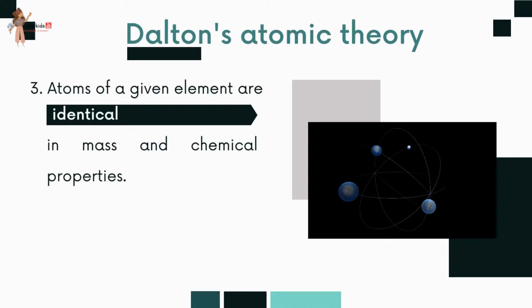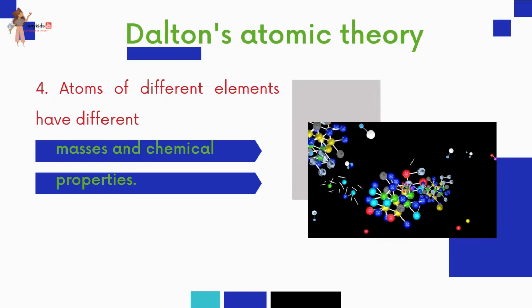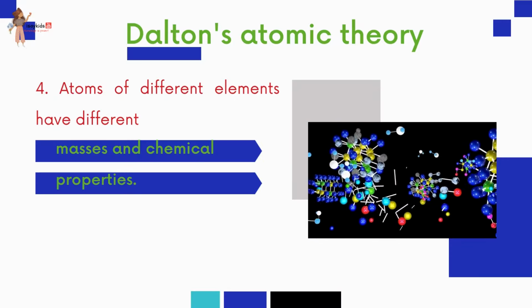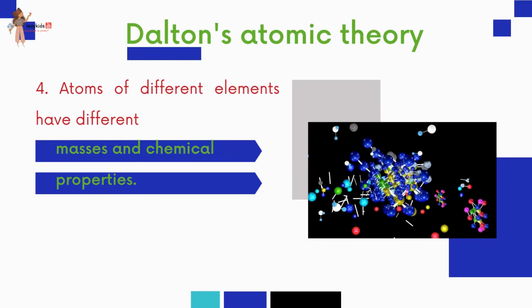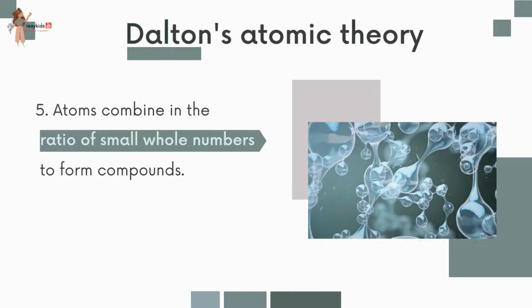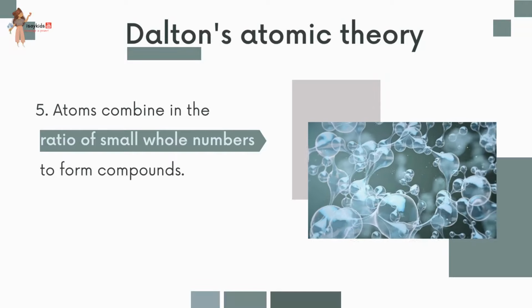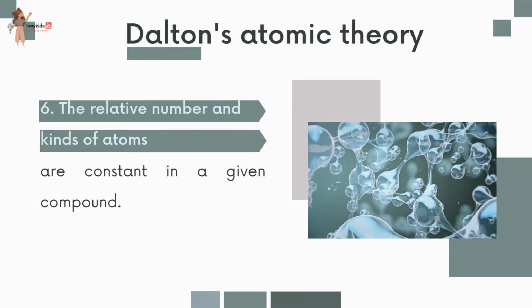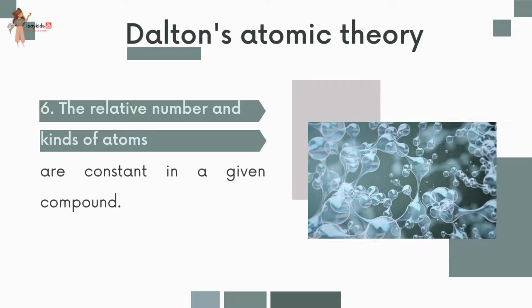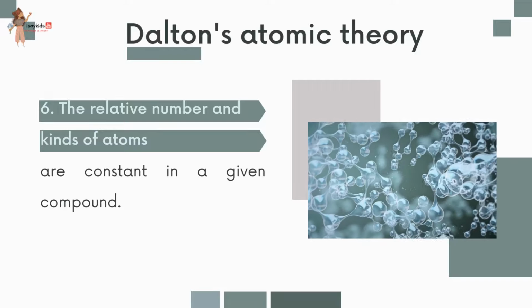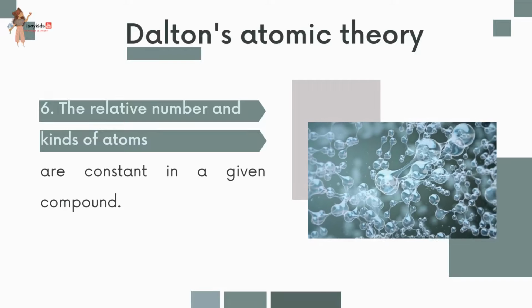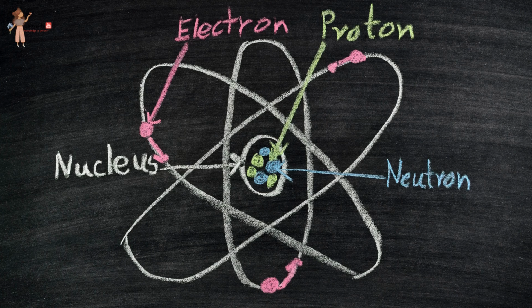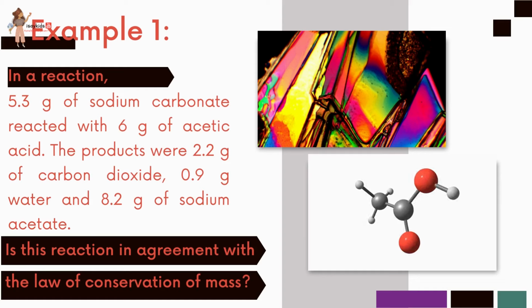Atoms of a given element are identical in mass and chemical properties. Atoms of different elements have different masses and chemical properties. Atoms combine in the ratio of small whole numbers to form compounds. The relative number and kinds of atoms are constant in a given compound. You will study in the next chapter that all atoms are made up of still smaller particles.